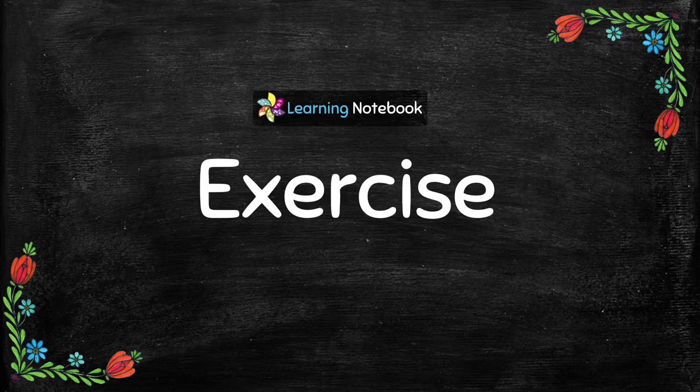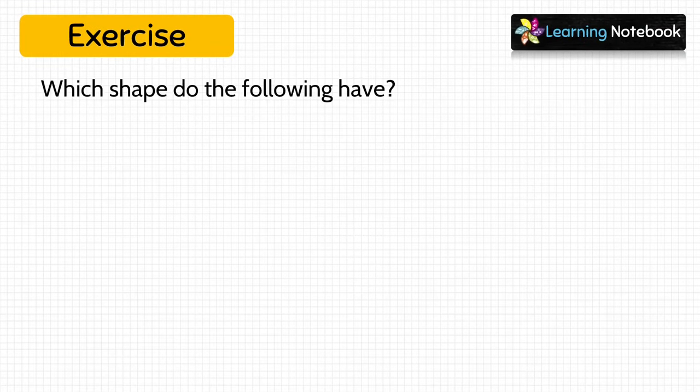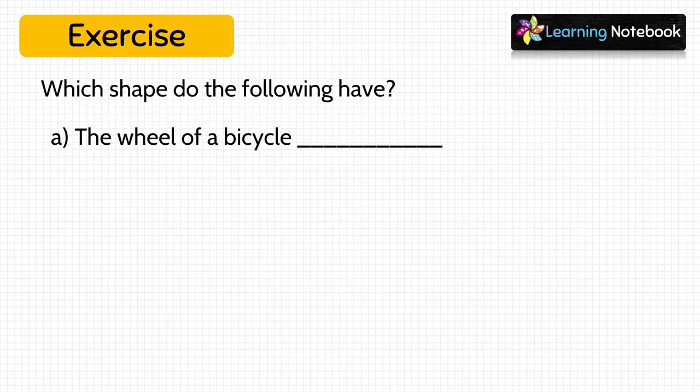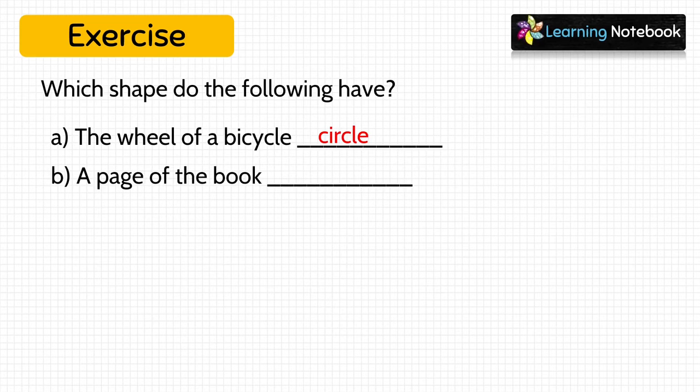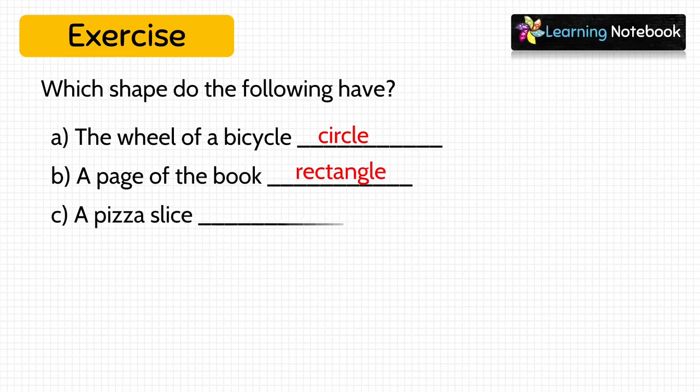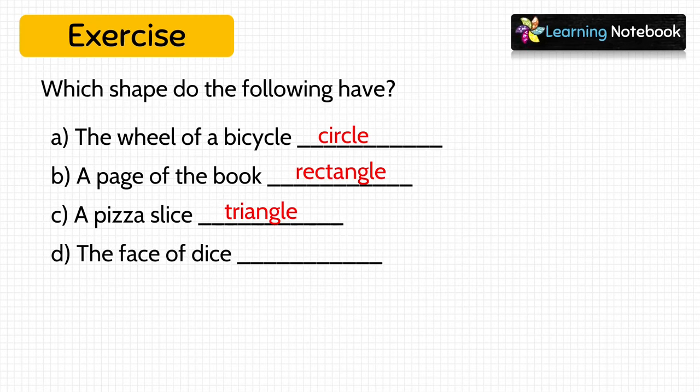Now let's do an exercise. Question is, which shape do the following have? The wheel of a bicycle is of which shape? Yes, circle. Next, can you tell me what is the shape of a page of the book? Yes, it is rectangle. Next, a pizza slice. A pizza slice is of triangle shape. And the last is the face of a dice. It is of square shape.